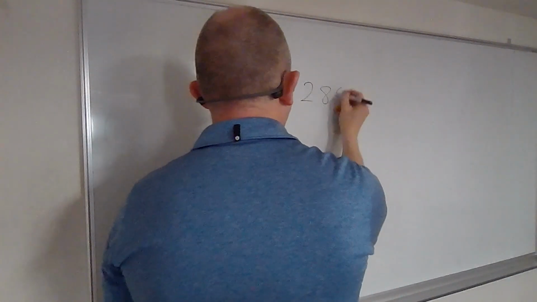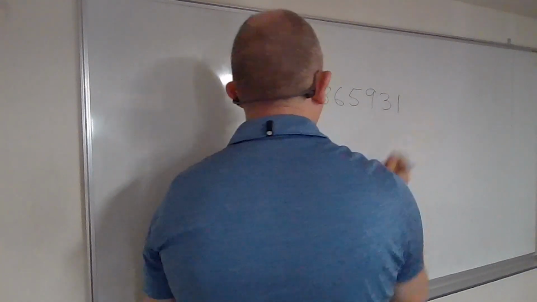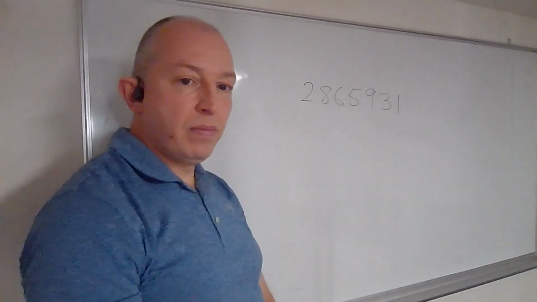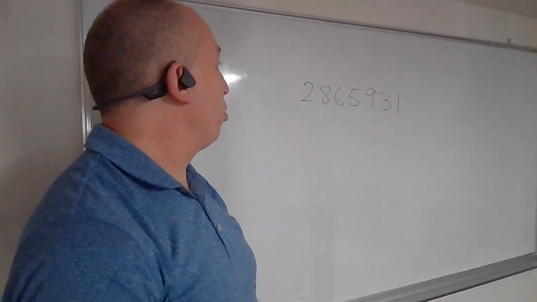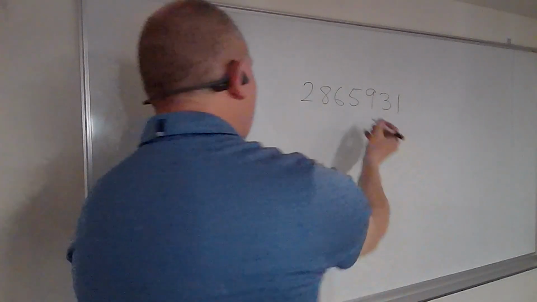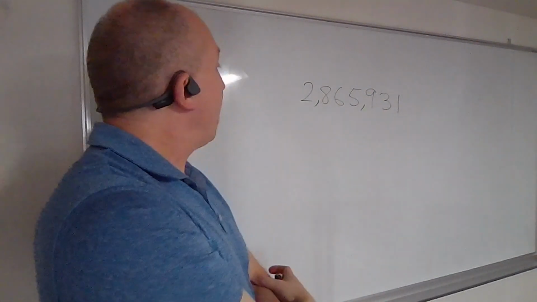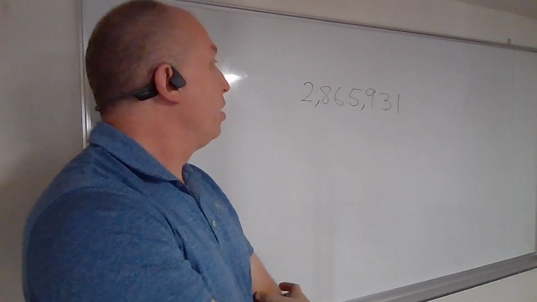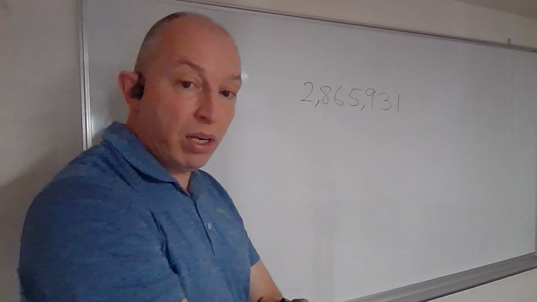Okay, let's get bigger. How do we say this number? Where do the commas go? They go here and here, and you have 2,865,931.